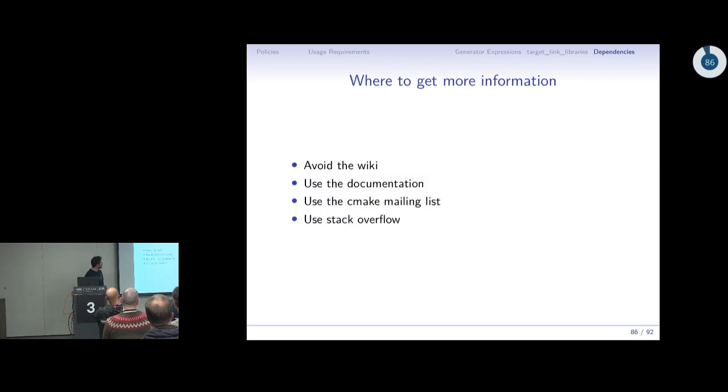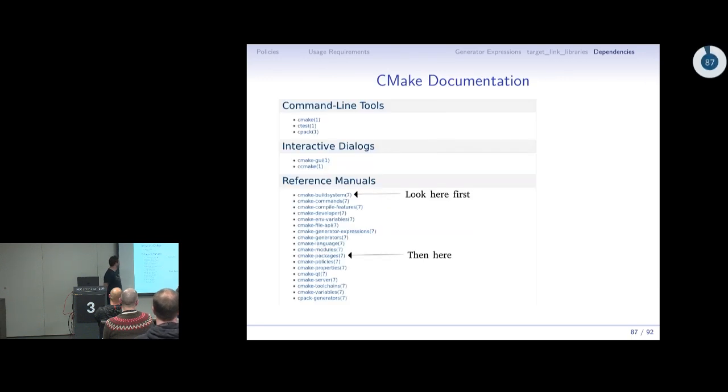I don't think I have anything else. So the wiki has a lot of outdated information, so I would recommend avoiding that. Do use the documentation. I don't know, people Google things about CMake and they find example code on Stack Overflow and on GitHub, but some of the answers are in the CMake documentation. The CMake mailing list also has good activity, and Stack Overflow does too. So the people answering questions on Stack Overflow do know Modern CMake and they do advocate for it, which I'm quite happy about. If you do look at the CMake documentation, start here with the CMake build system.